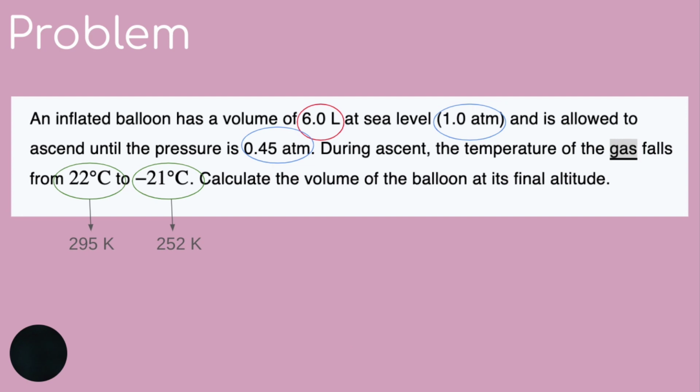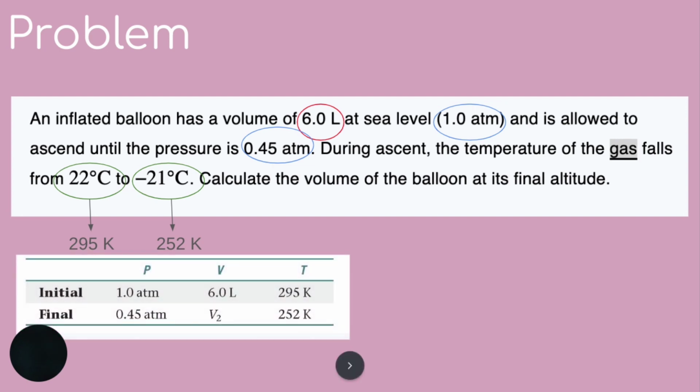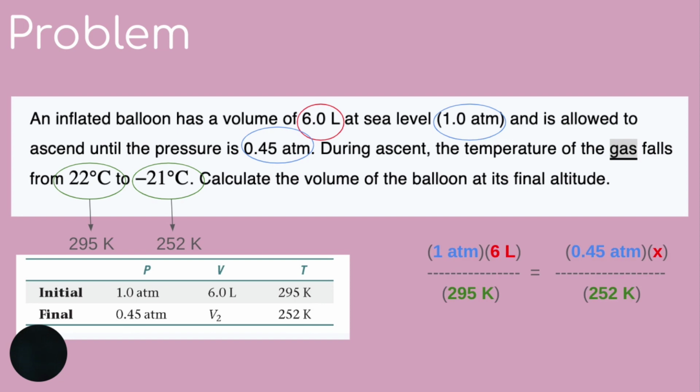Now we know that we're solving for V2, so we are going to plug in the rest of our values, making sure we know which ones are our initial and which ones are our finals. And then it's just algebra. Again, we're solving for V2, so we're going to solve the left side, multiply by 252 to get that out of the denominator, then divide by 0.45, and if you tried it, you should get 11 liters.